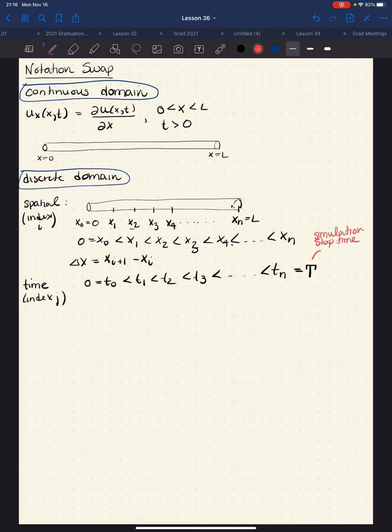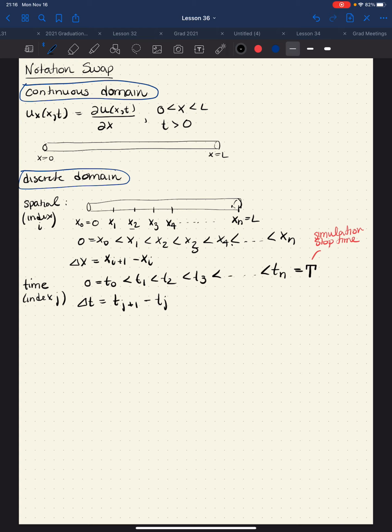So if you were told to start the simulation at 0 and go all the way to t equals 10, big T would equal 10 at that point. And you absolutely need a stop time, or again, you will be here forever and your computer will blow up. So similarly, delta t is equal to t_(j+1) minus t_j.